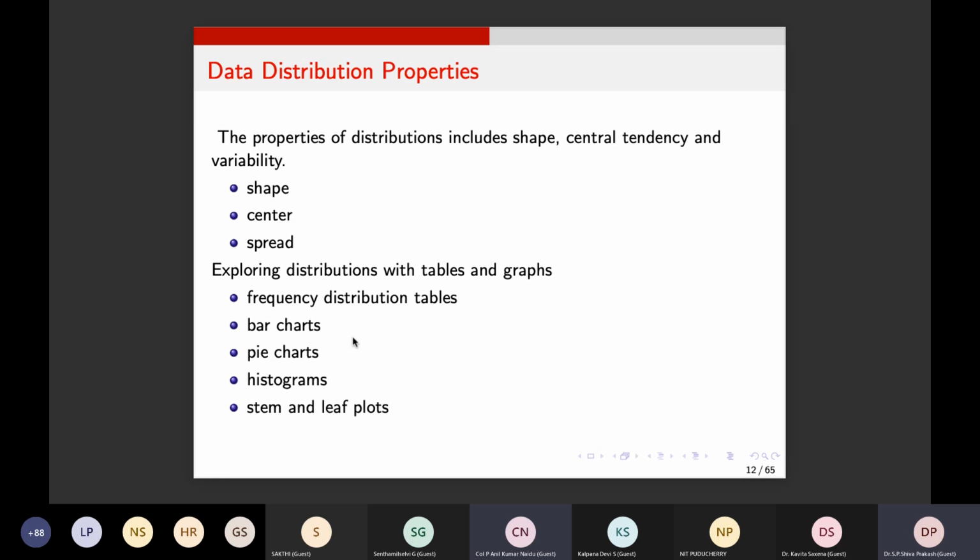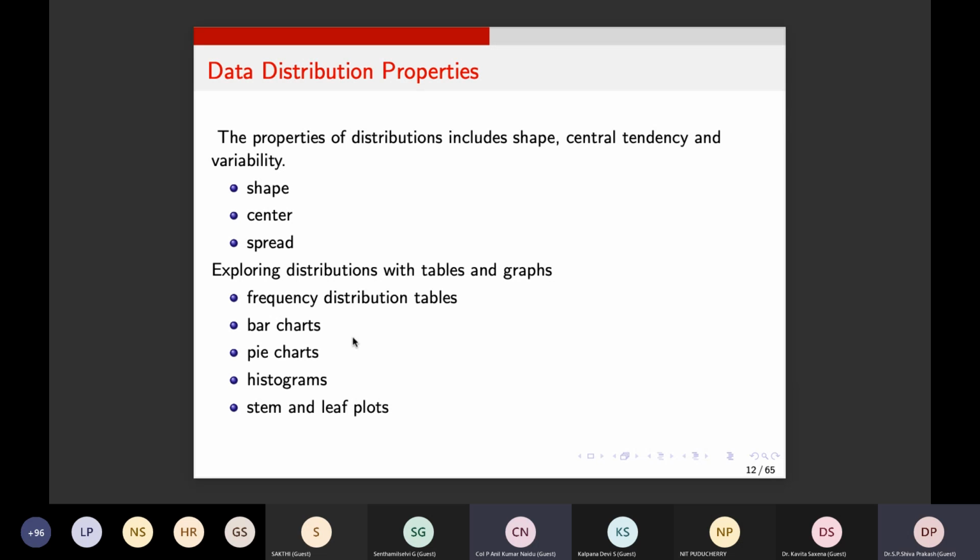The frequency distribution tables, or a bar chart, or a pie chart, or histograms, or by using stem and leaf plots. So we can measure these things. To explore how the data has been distributed, you can use any of these methods. Okay, and if you look into the properties, when we say data distribution properties, it's basically measured in terms of shape, center, as well as variability, right?